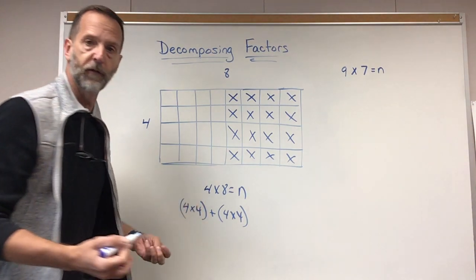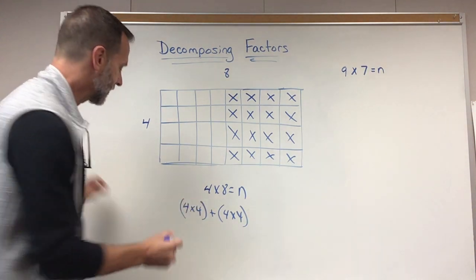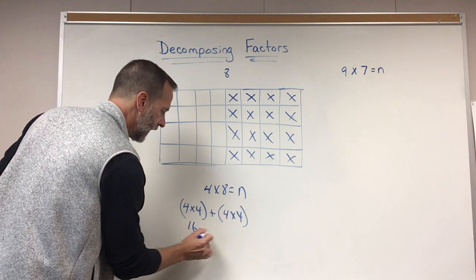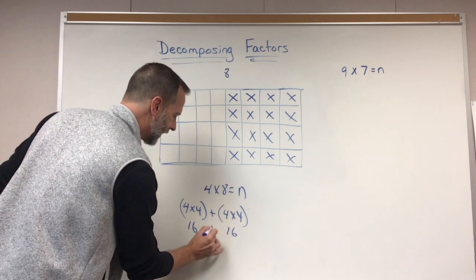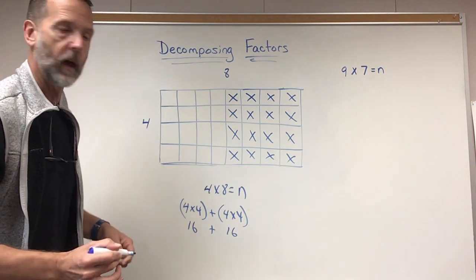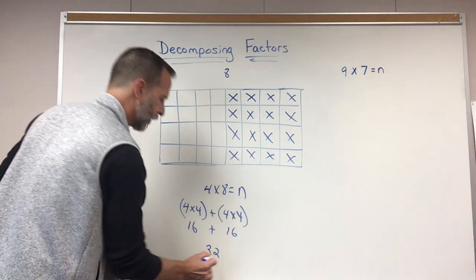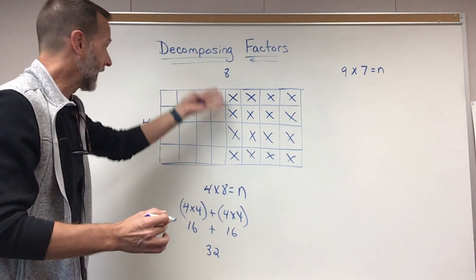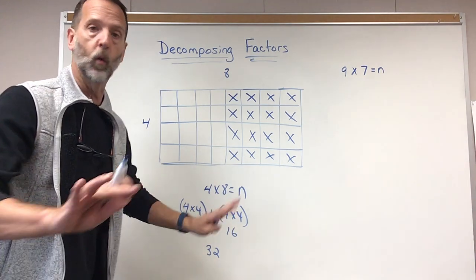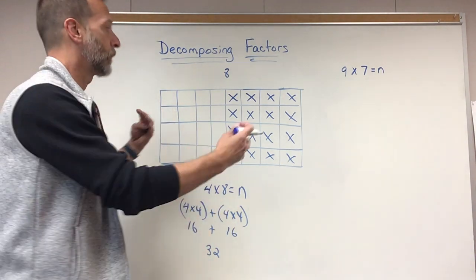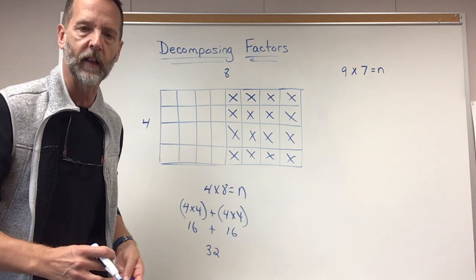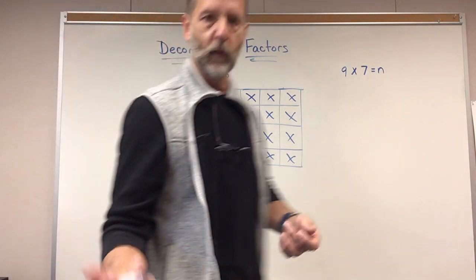So 4 times 4 is 16. Good, I heard somebody say it there. 16, this will be 16, and then I can add them together. Okay? When I add 16 plus 16, I still get 32. So I'm going to get that same product no matter what I do. But I can break it up however I'd like. You get the idea with the picture?